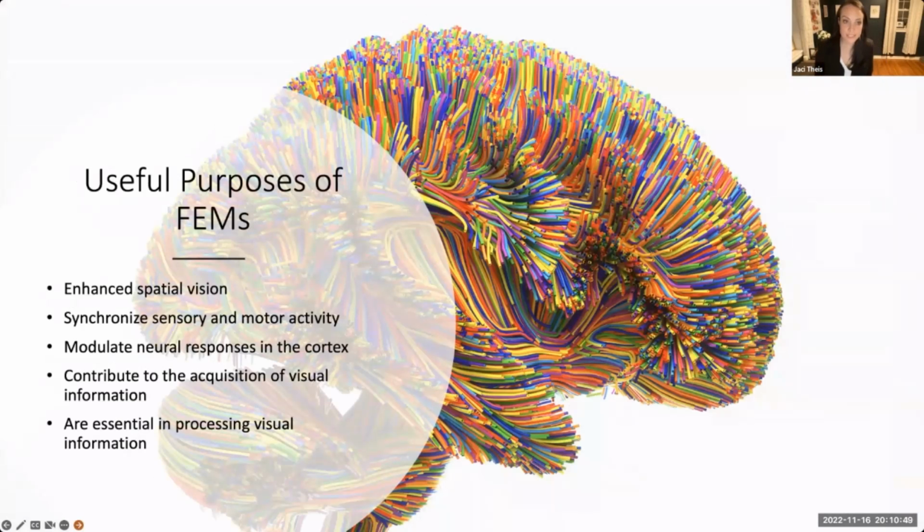And aside from just fixating on things, there's a lot of research coming around of what else is the point of fixational eye movements. And so far, things that they found FEMs to be responsible for include enhanced spatial vision, the ability to synchronize sensory and motor activity together. They're needed for modulating neural responses in the cortex, and they are heavily noted to contribute to the acquisition of visual information, which makes sense, right? I'm looking at something and I'm acquiring the visual information, and fixational eye movements are essential in processing visual information. So if we don't have fixational eye movements, or our fixational eye movements are awry, it's hard to acquire visual information and process what we're seeing.